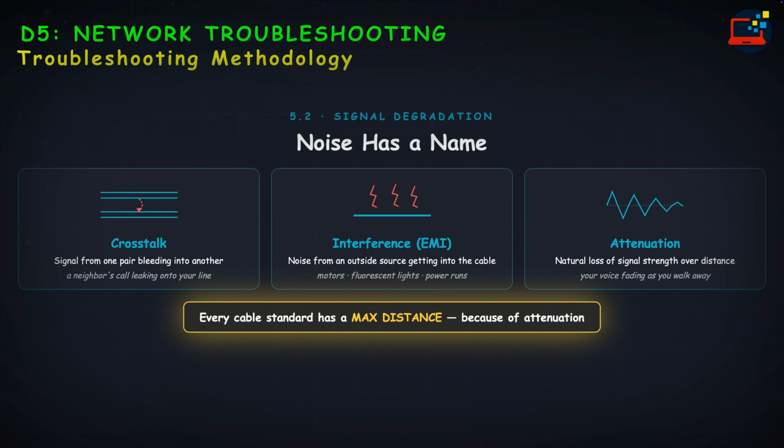Crosstalk is signal from one pair of wires bleeding into another pair, like your neighbor's phone conversation leaking faintly onto your line. Interference, often electromagnetic interference or EMI, is noise from an outside source getting into the cable. And attenuation is the natural loss of signal strength over distance, your voice fading as you walk farther from the person you're talking to. Every cable standard has a maximum distance precisely because of attenuation.